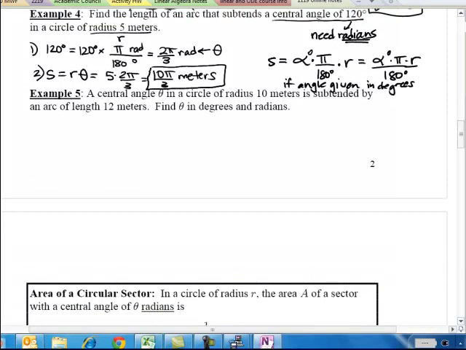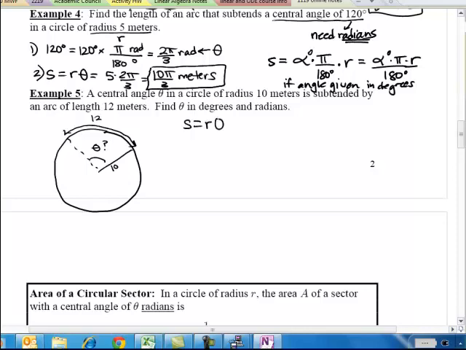Alright, one more example here with arc length. Here we've got a central angle that's not given. If we know the circle is radius 10 and we know the arc length is 12, we've got to figure out what that angle is going to be. So we've got a circle of radius 10 and arc length of 12. And we want to know what this angle is. And we want the angle both in degrees and radians.